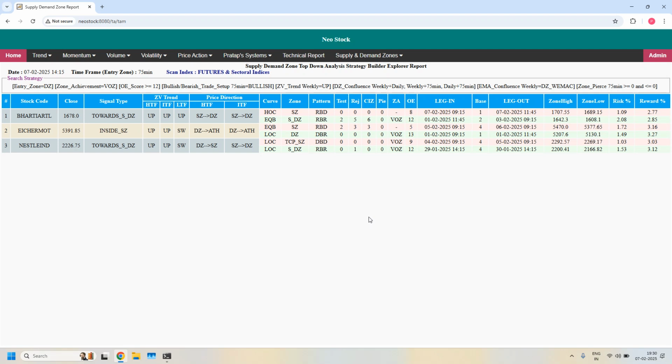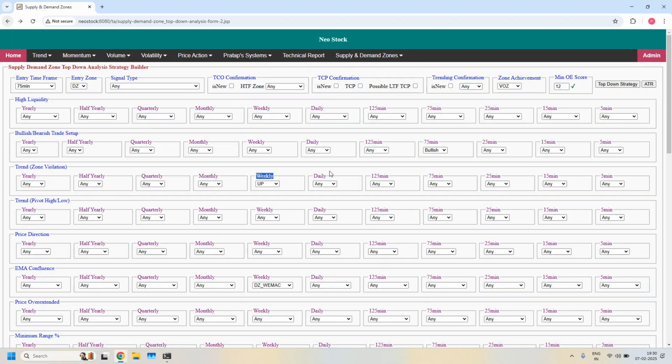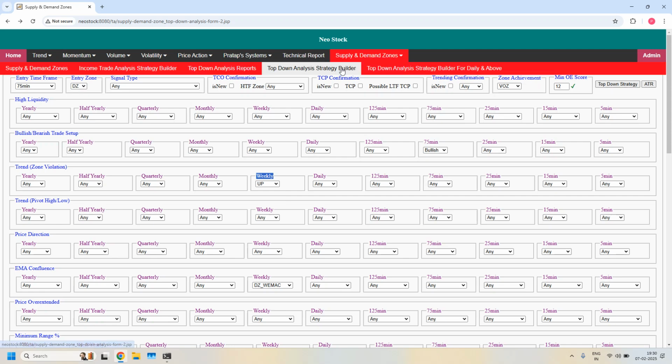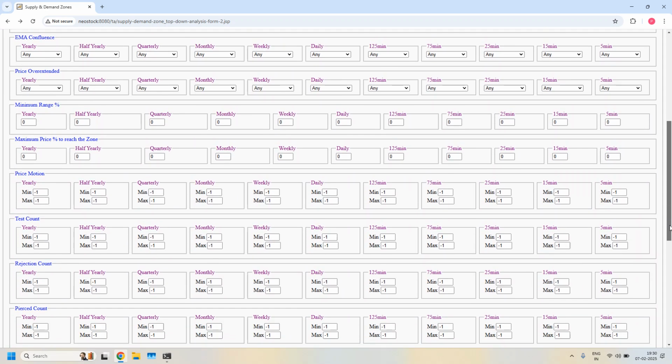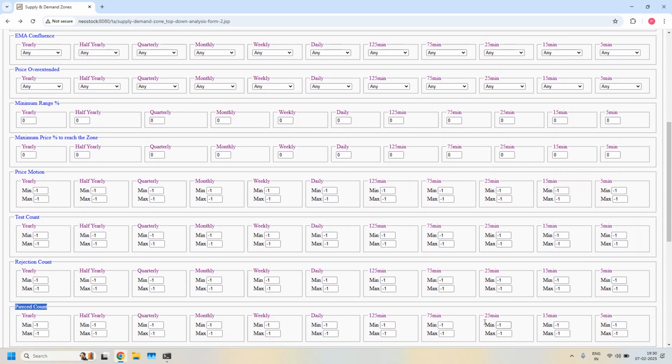Next, the bearish trade setup for weekly income trade. Entry time frame is 75 minutes. Entry zone is supply zone. In bullish or bearish trade setup, at 75 minutes time frame, I am selecting bearish. And for this 75 minute supply zone, we should set 3 filters. First filter, the 75 minute supply zone should not be pierced. So in the pierced count, at 75 minutes time frame, I am setting minimum value 0, maximum value 0.